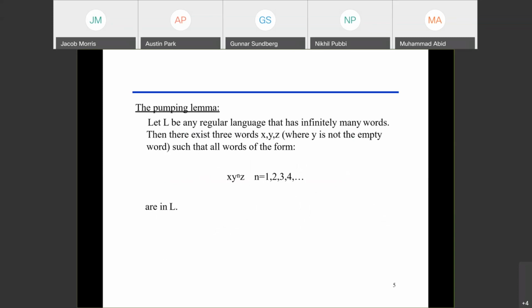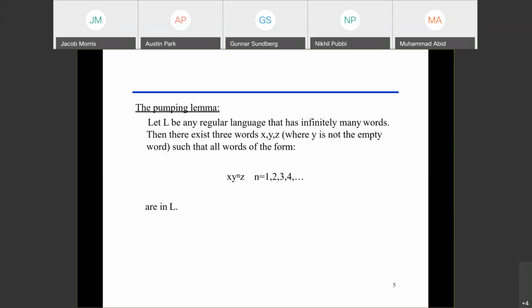Once you apply the pumping lemma process on any word, if after applying this process your word does not violate the definition of the language, it means this word belongs to a regular language. But if you apply the pumping lemma on a word and it violates the definition of the language, it means that it is not a regular language, it is a non-regular language.